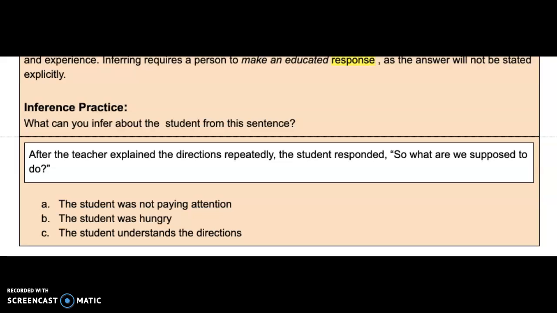Now remember, you need to use your experience along with evidence. So there's some evidence in here that shows that the teacher explained the directions repeatedly and that the student didn't know what to do. So using those two, and maybe you've heard this question before in a class after the teacher spent time, you should highlight the student was not paying attention. That's the inference you can make.